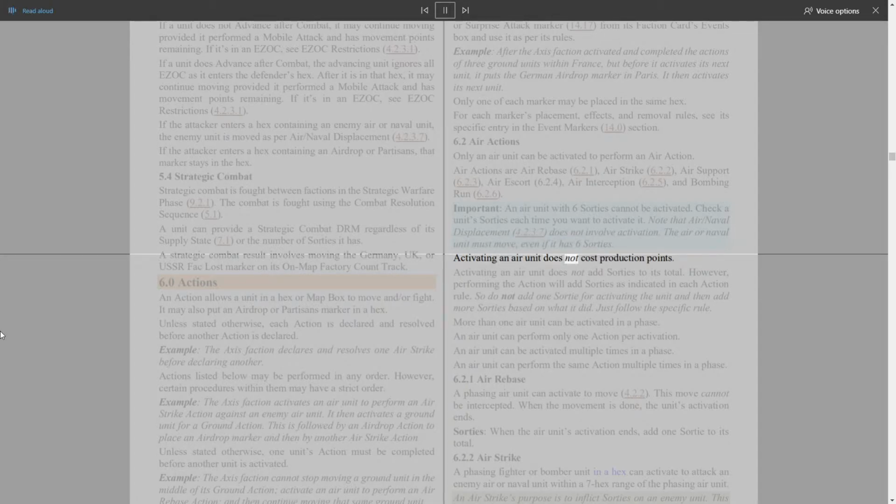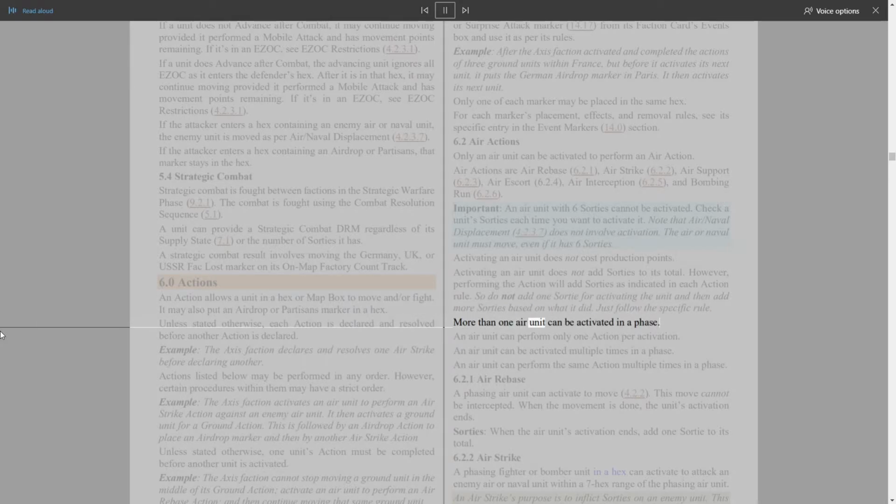Activating an air unit does not cost production points. Activating an air unit does not add sorties to its total. However, performing the action will add sorties as indicated in each action rule. So do not add 1 sortie for activating the unit, and then add more sorties based on what it did. Just follow the specific rule.